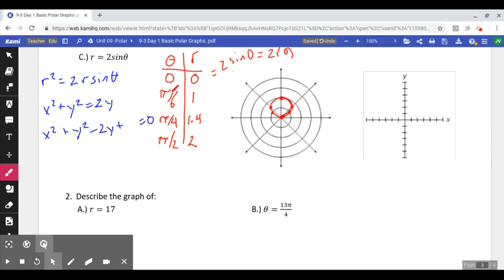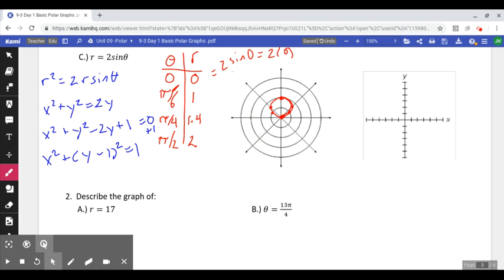What I've got to do is complete the square. So I'm going to take half of negative 2, which is negative 1, and square it. That's 1. What I add to the left side, I need to add to the right side. So I've got x squared plus (y minus 1) squared equals 1.